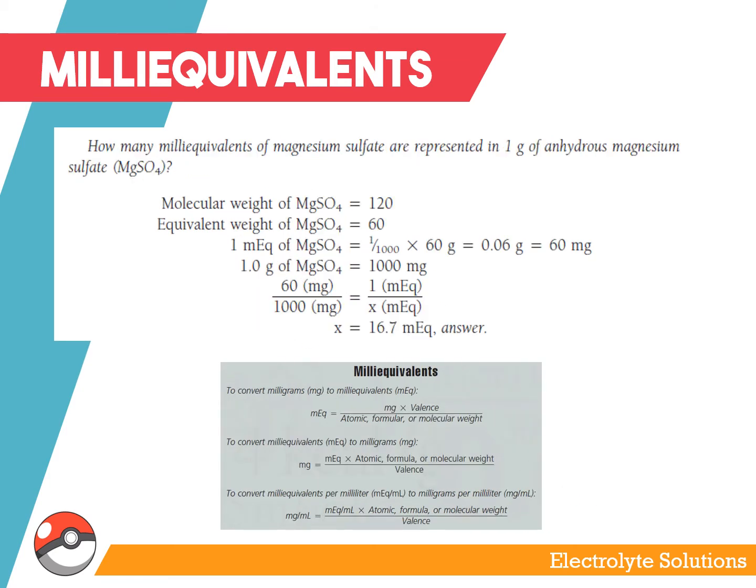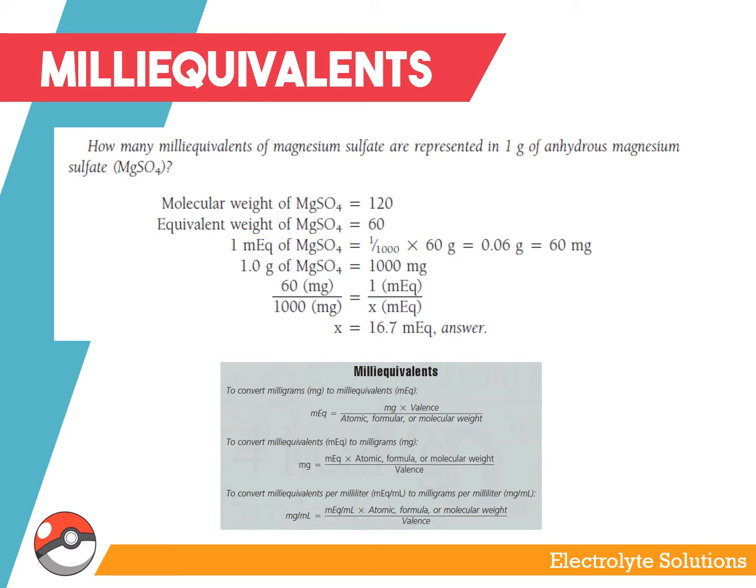Another example: how many milliequivalents of magnesium sulfate are represented in 1 gram of anhydrous magnesium sulfate? First, let us determine the molecular weight of magnesium sulfate. Magnesium has a molecular weight of 24, sulfur has 32, and oxygen has 16. But since oxygen has 4 atoms, you should multiply 16 by 4. So the total would be 120. The equivalent weight of magnesium sulfate is 60, since the valence of magnesium sulfate is 2.